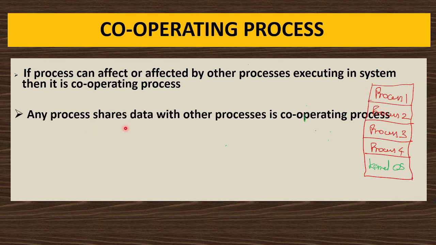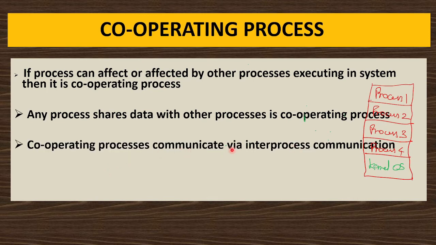That time only the concepts of cooperating processes and independent processes count. So all processes share data with other processes. Process 1 will share the data with process 2. Now process 2 can share the data with process 3 and process 4. So every process can share its data with other processes executing in the system. When any process shares the data with other processes which are executing simultaneously, they are called cooperating processes. They are cooperating with each other. Then cooperating processes communicate via inter-process communication.